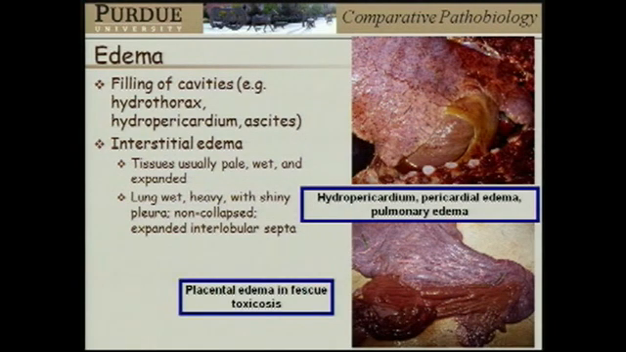If we look at the bottom picture, we are seeing an example of edema of the placenta from a mare that had fescue toxicosis. And in this case, the placenta is much thicker than normal. It weighs more than normal. As a matter of fact, we can use the weight of the placenta to help us diagnose fescue toxicosis as a cause for perinatal death. And it is more opaque than it should be, so that we cannot see through the placental membranes as we might expect to.